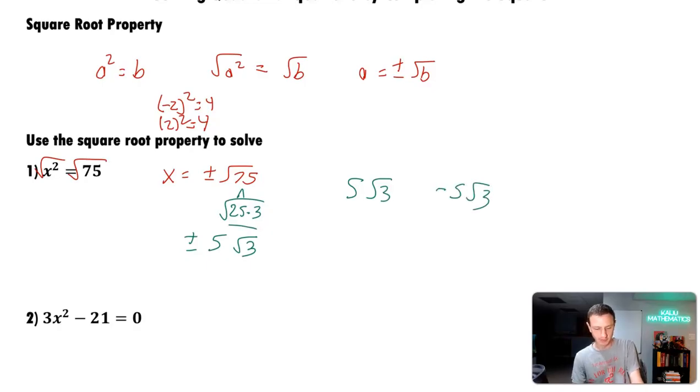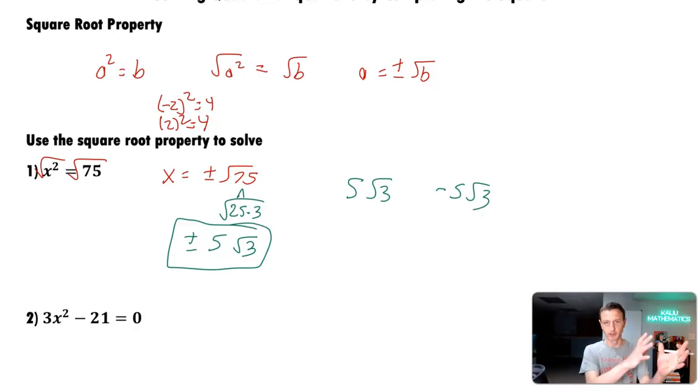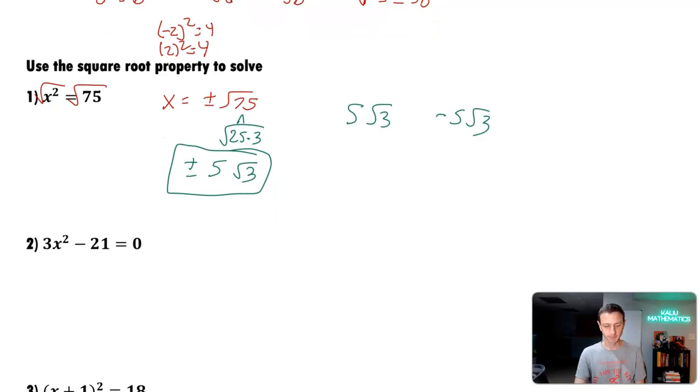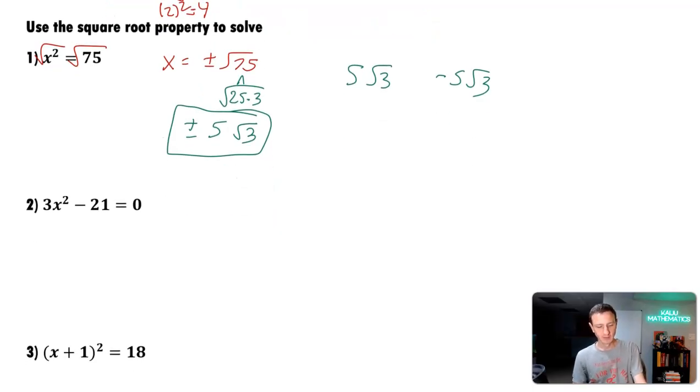And writing it just like this is fine too, but understand that I have a positive 5 root 3 and a negative 5 root 3. So number 2, 3x squared minus 21 equal to 0. I'm going to add 21 to both sides. Get 3x squared equals 0 plus 21 is 21. Our whole goal right now is to get the x squared by itself. So now I'm going to divide by 3. Get x squared equals 21 divided by 3 is 7.